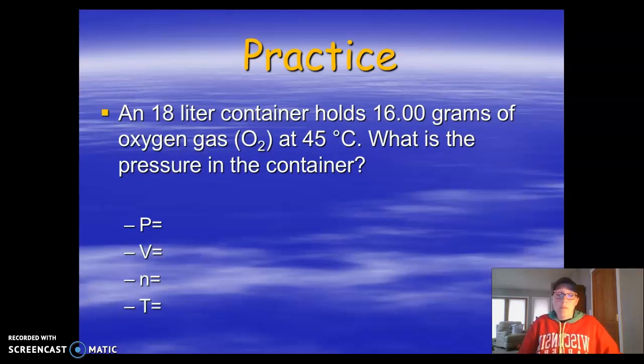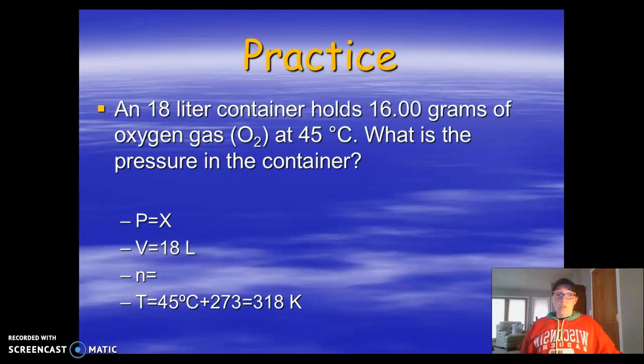So we can do a problem. It says that there's an 18-liter container holding 16 grams of oxygen at 45 degrees Celsius. What's the pressure in the container? You can notice that this is not a combined gas law problem because we don't have two scenarios. It's just this is how it is. In a combined gas law or Boyle's or any of the other ones that you've worked with, it was like it used to be this way and now it's this way. It's like two scenarios. That's the difference.